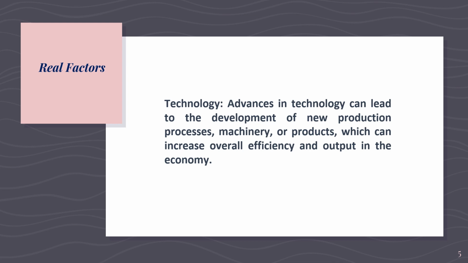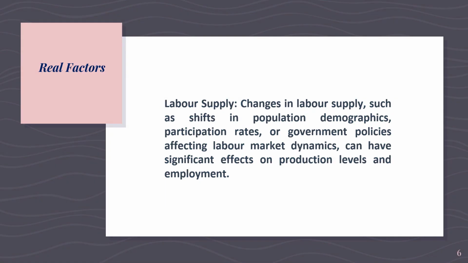So again, you see, with the advancement in technology, which can lead to the development of new production processes, machinery or products, which can increase the overall efficiency and output in the economy. So technology here is the real factor. Then another real factor that we can discuss here is the labor supply. Changes in labor supply, such as shifts in population demographics, participation rate or government policy affecting labor market dynamics, can have a significant effect on production level and employment of the economy.